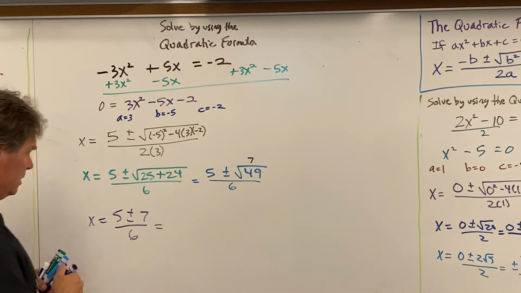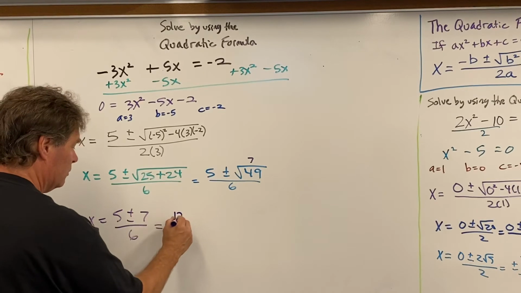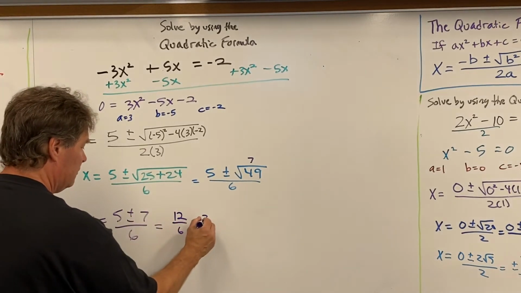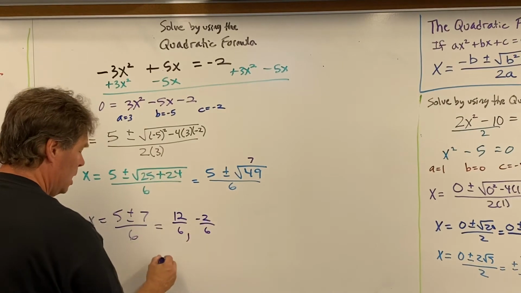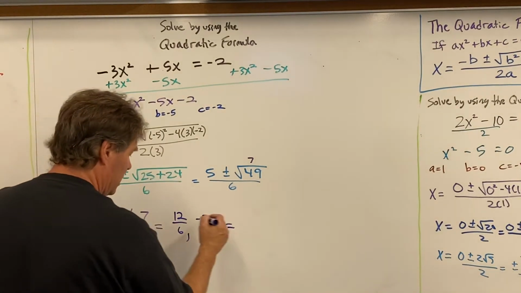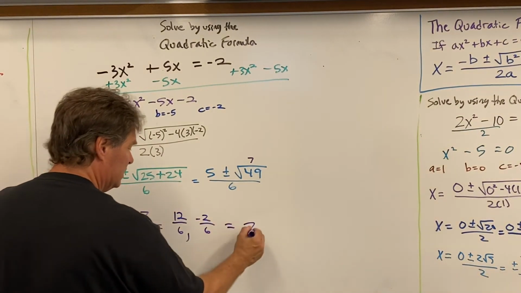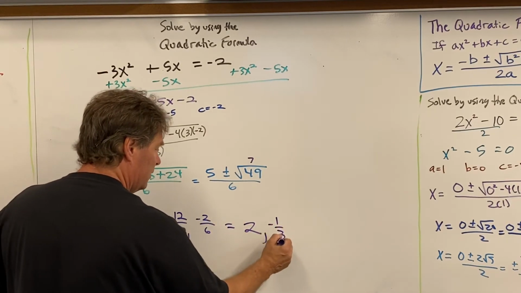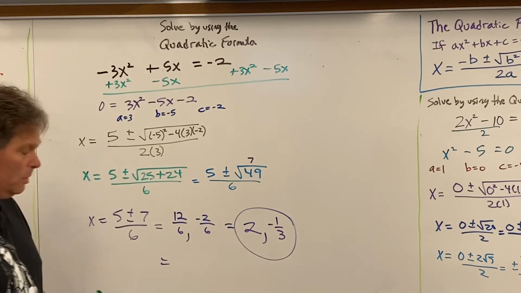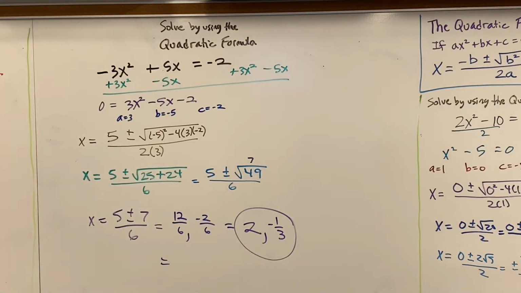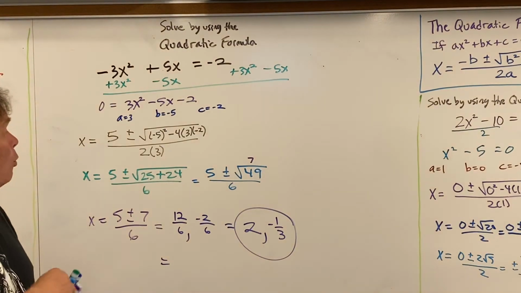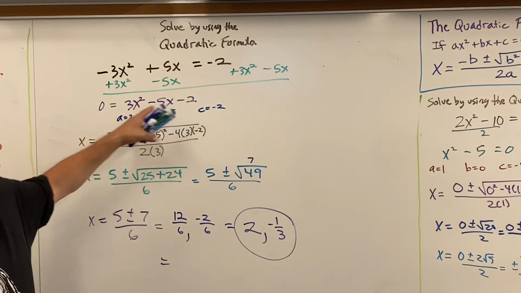Well, let's see. 5 plus 7 is 12, so 12 over 6. And 5 minus 7 is -2 over 6. Well, that simplifies, I'll just do it over here. 12 over 6 is 2, right? And -2/6 is actually -1/3. So there you go, 2 rational solutions. So that means that thing actually would have factored if we would have tried to factor it.